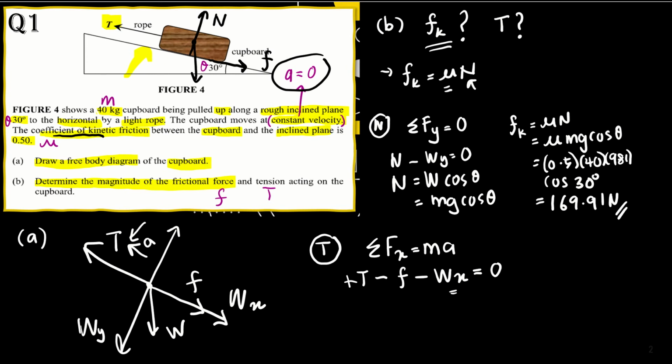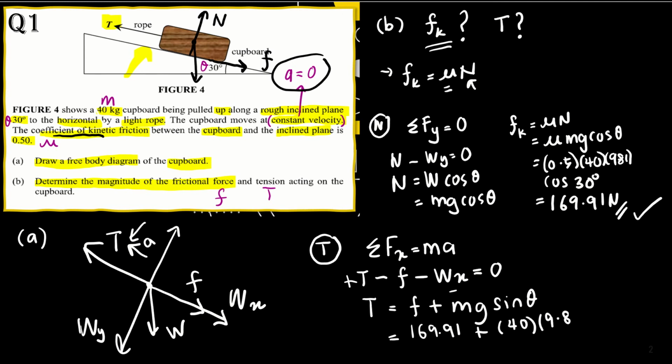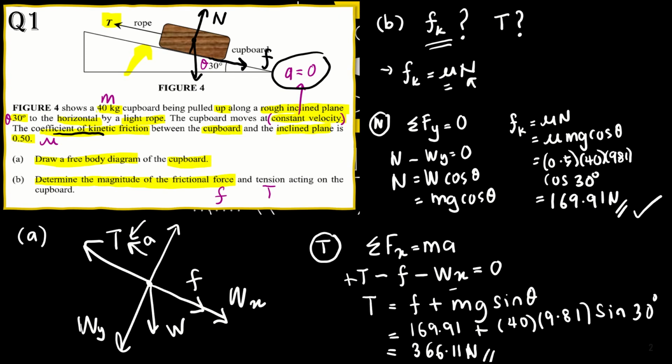Okay, so remember we want to find tension. Tension is equal to frictional force plus Wx. So Wx is mg sine theta. We already have friction from the previous equation, 169.91 plus our mass is 40 times 9.81 times sine 30, and finally it will give us tension is equal to 366.11 Newton. Please always double check your calculation and make sure your unit is correct.